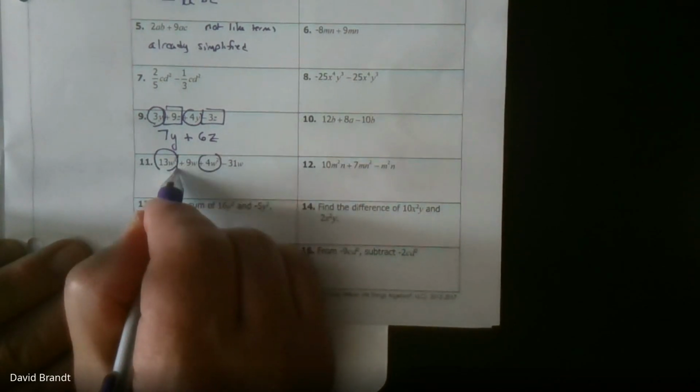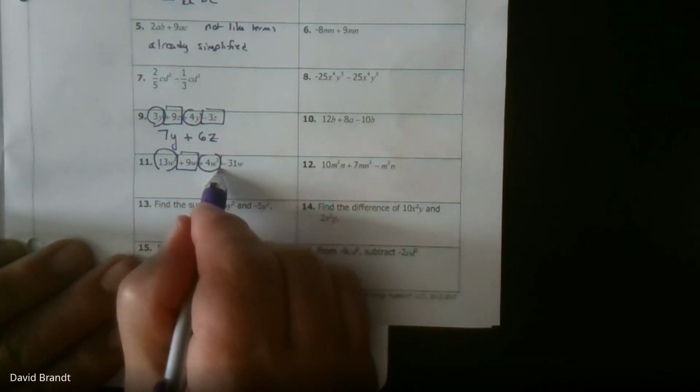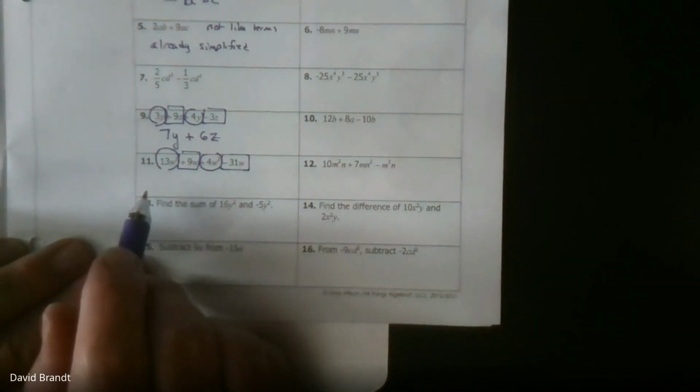All right, I'm going to do 2 more. Number 11. Which 2 are like terms? The like terms have to have the same exponent. So 13w squared is like terms with the plus 4w squared. Plus 9w is like terms with the negative 31w. Well, those are not y's. Those are w's. What am I saying?